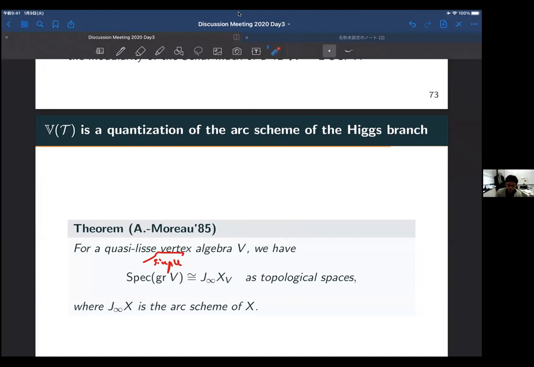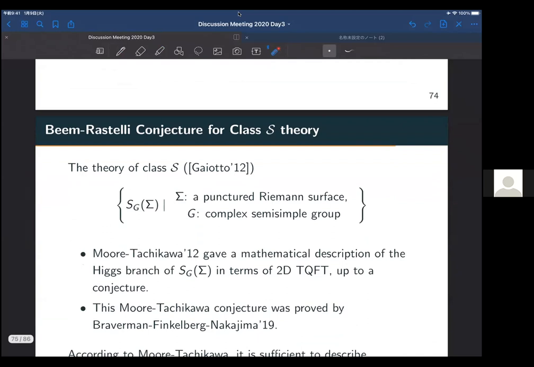I have 5 minutes, so let me explain briefly. There's a theory called class S, where S stands for six. The theory of class S comes from a six-dimensional theory. You compactify the six-dimensional theory on a punctured Riemann surface, and by doing this you reduce the dimension by two. So the corresponding theory has a punctured Riemann surface as a parameter, and also a complex simple group, which is called the flavor symmetry group by physicists. So this theory has two parameters.